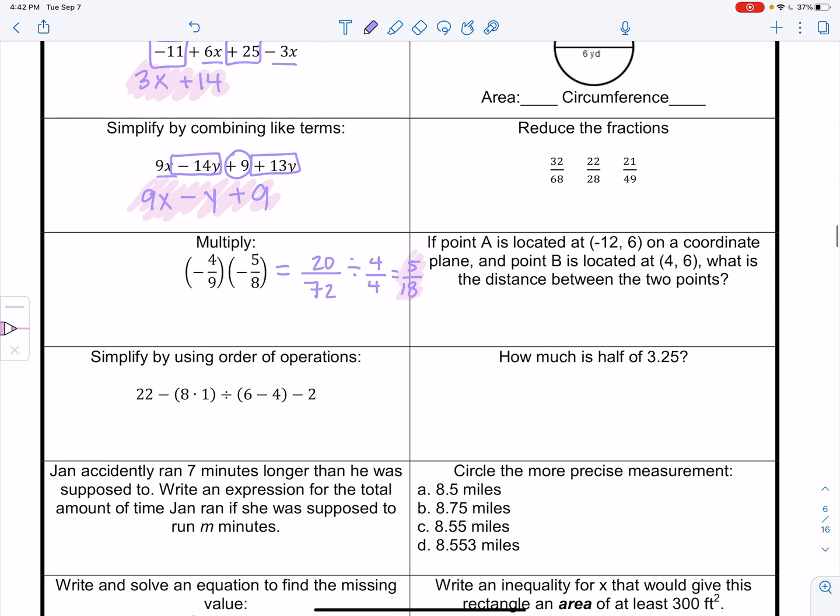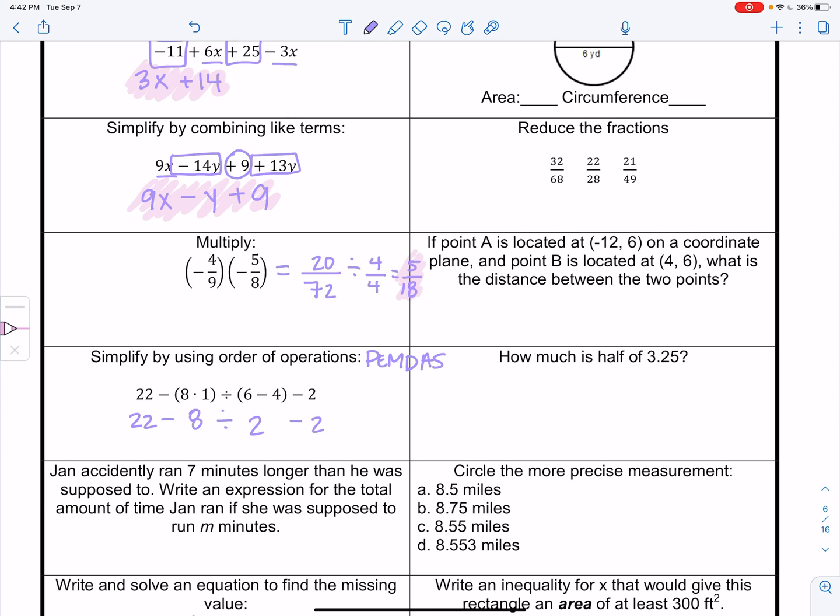The fourth, we're simplifying by using order of operations. Remember, the order of operations is, please excuse my dear Aunt Sally. So you're doing parentheses first, then exponents, multiplication or division, and then addition or subtraction. So you need to simplify everything in your parentheses first. So I would rewrite everything I'm not touching first, which are those. So we have 8 times 1 is just 8. 6 minus 4 is 2. And now I can solve with the rest of it.